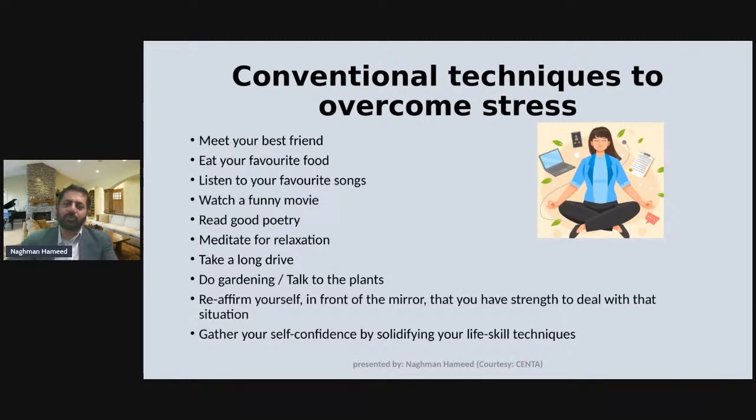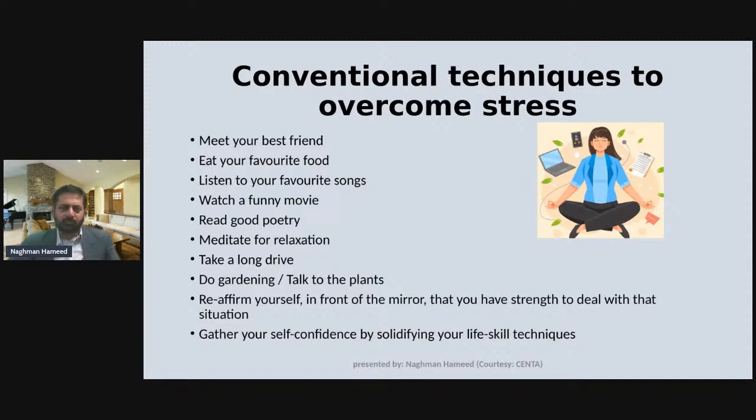Okay, now let's come to the solution. Right? Let's get away from stress. Conventional techniques to overcome stress. These are the conventional techniques. But they still exist, they are intact. It does not mean they are obsolete and should not be practiced. These are the conventional techniques, and they're very effective.